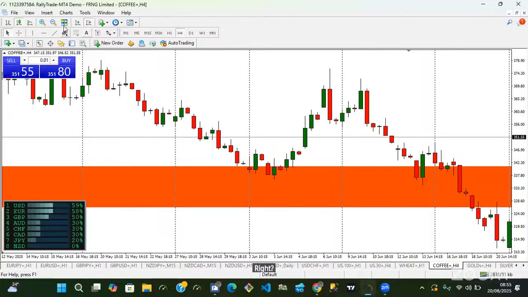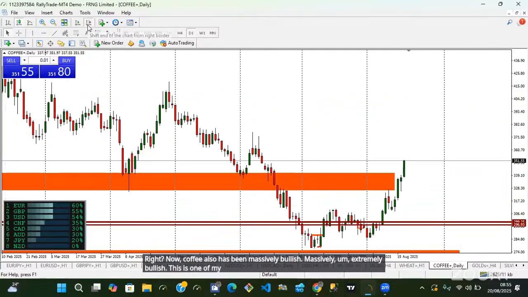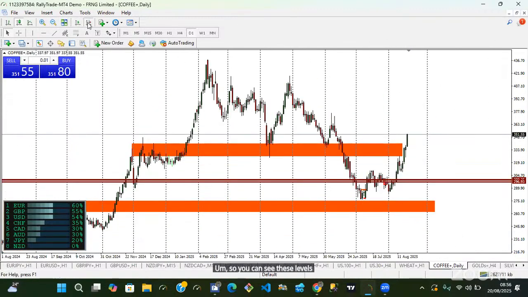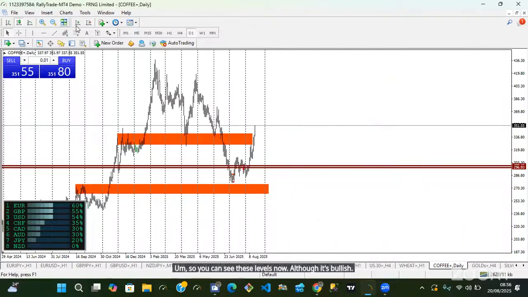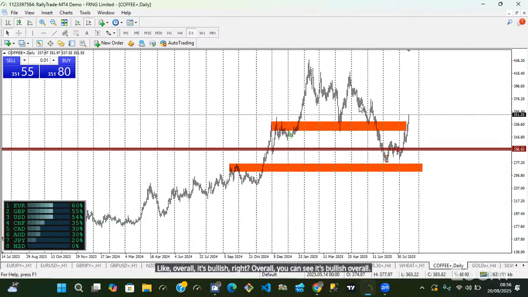Right? Now, coffee also has been massively bullish, massively, extremely bullish. This is one of my favorites also. So you can see these levels now. Although it's bullish, overall it's bullish, right? Overall, you can see it's bullish overall. So I'm expecting buy. And this is exactly what we did after this previous high was broken. You can see it didn't retest immediately at first, then this one retested, then came all the way here.